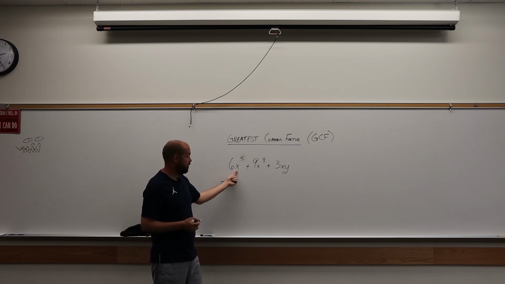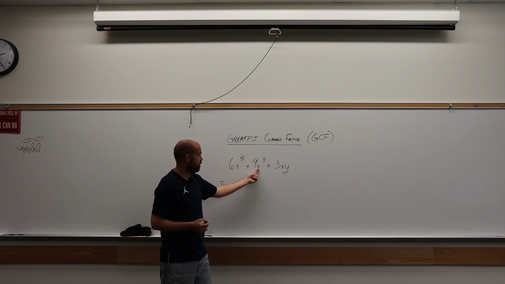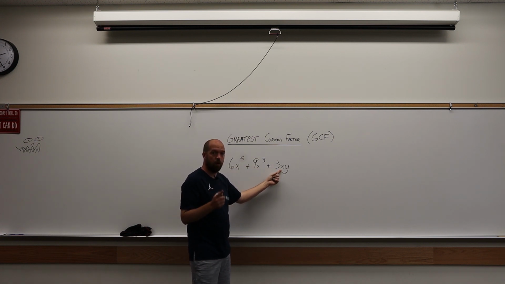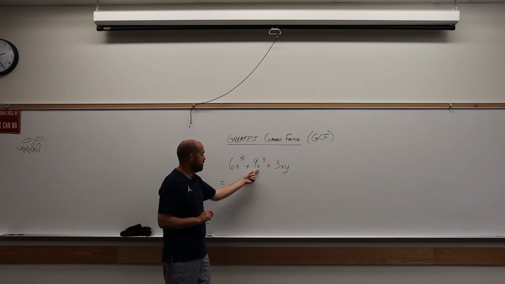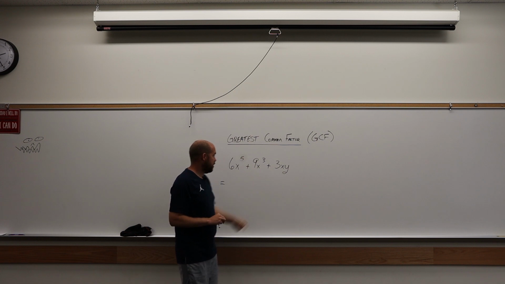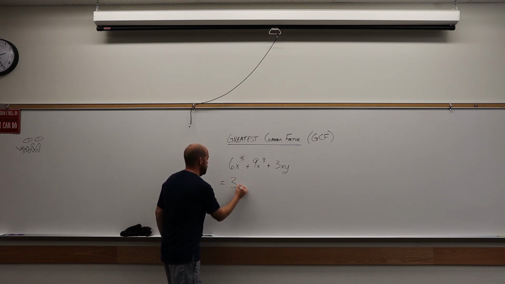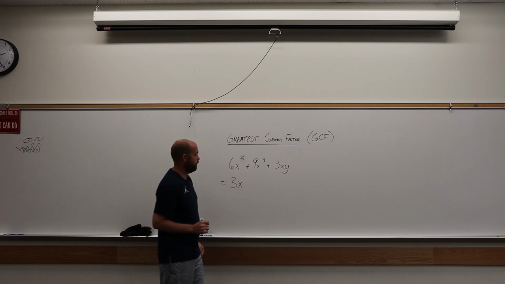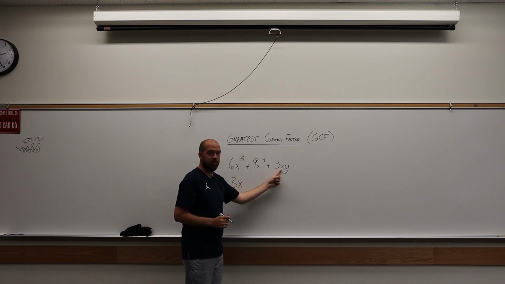This has x to the fifth. This has x to the third. That has x to the invisible 1. So what do they have in common? They only have one x in common. These guys have more than that, but they all have one of them in common. So I could take out a 3 and an x. I can't take more than that because this guy doesn't have enough x's to take more than that.